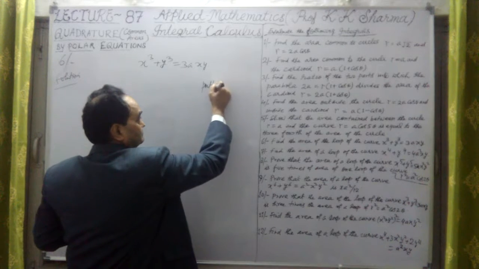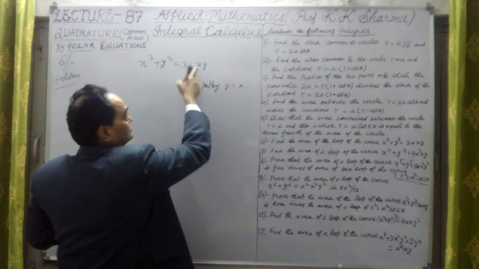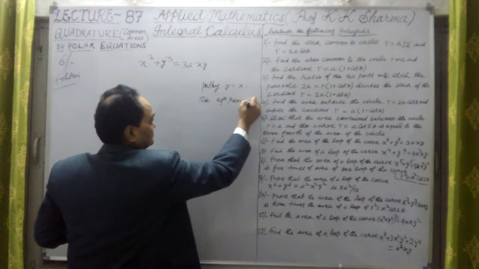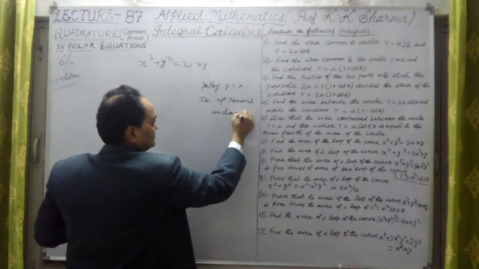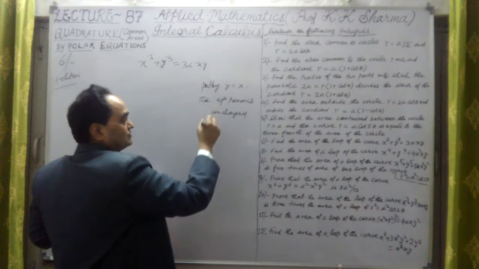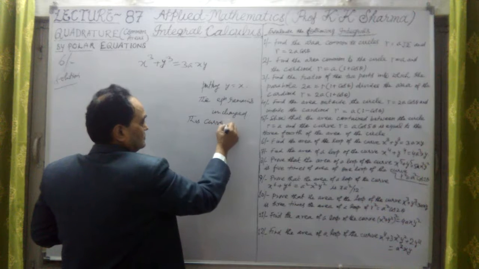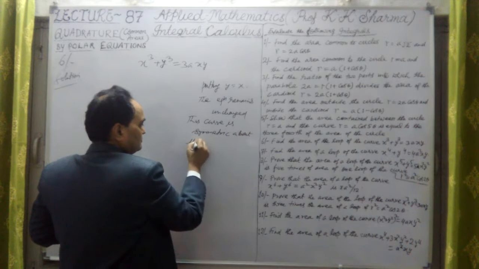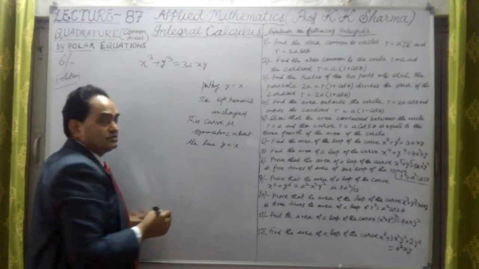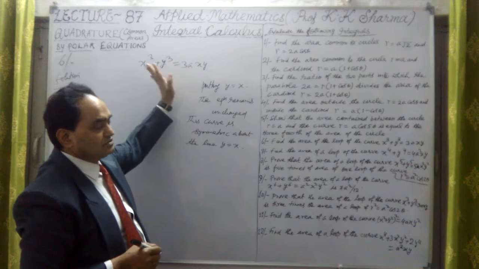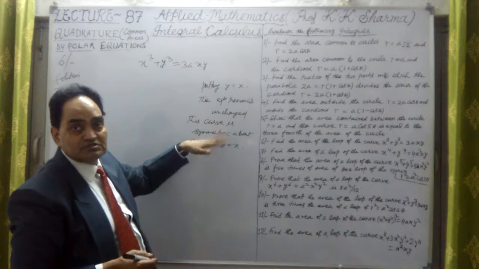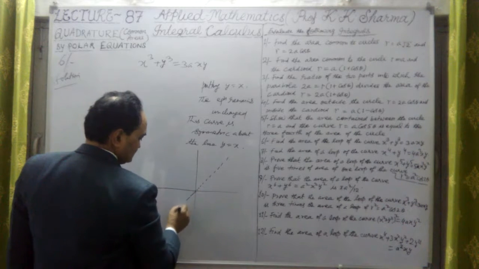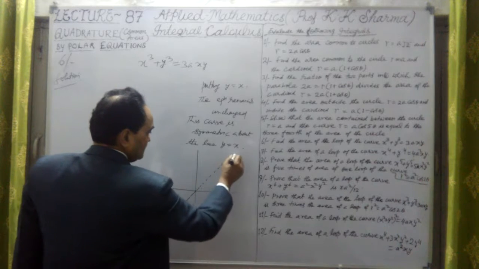Putting y equal to x, this equation doesn't change. The equation remains unchanged. That means this curve is symmetric about the line y equal to x. As we see here, if I substitute x equal to y, there is no change. The equation will remain the same. In that situation, the curve is symmetric about the line y equal to x.